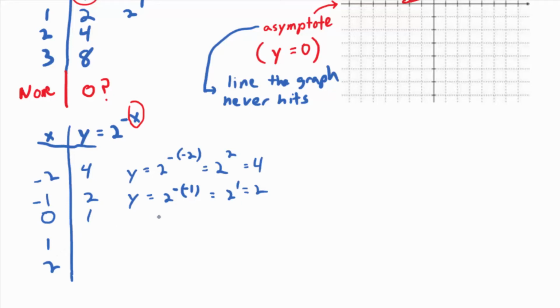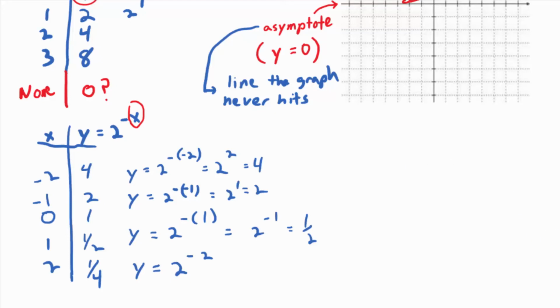But now what happens when we plug in 1? We get the opposite of 1 on top, right? Or -1. And what's 2 to the -1? 2 to the -1 is 1/2. And then what's going to happen when we plug in 2? We end up with 2 to the -2, right? Which is 1/4. So we kind of reverse the outputs, don't we? That we had in the first example.